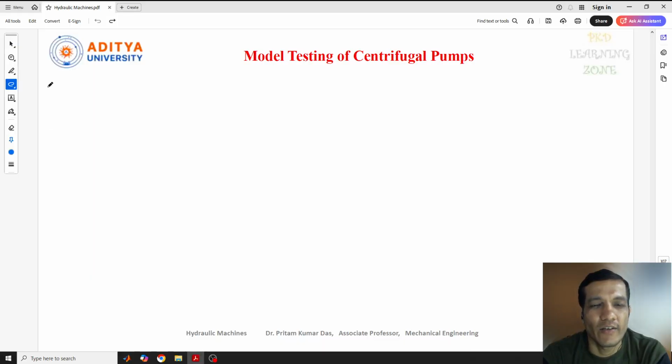In this lecture, we'll discuss the topic of model testing of centrifugal pump. First of all, try to understand what this model testing of centrifugal pump is, why it is required, and what formulas will be developed from this. Model testing builds on the working principle of the centrifugal pump, how it works, and its applications. We know that the centrifugal pump is used in many areas.